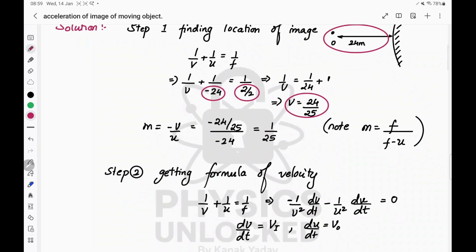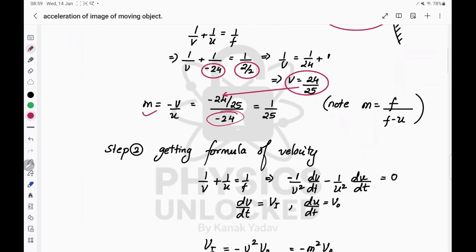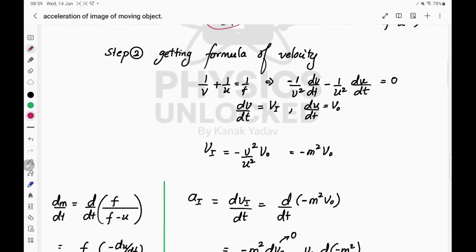And then we can calculate the magnification produced by this mirror, which is minus v by u. And we plug in the values. v value is 24 by 5 and u value is minus 24. We get the magnification to be 1 divided by 25. So once we have got the object location and magnification, we shall use differentiation to get the velocity relation for the image and object using the distance relations that we have.